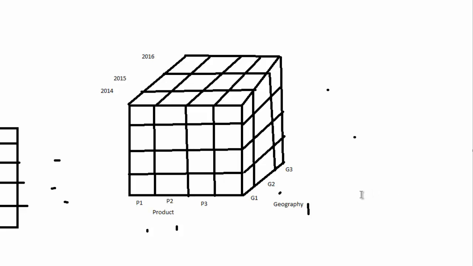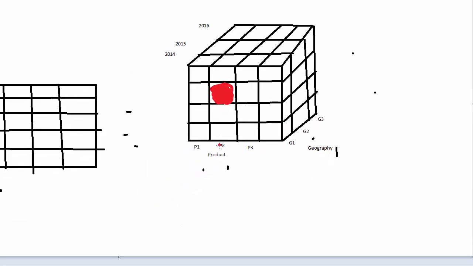If you take one particular intersection, okay, let me take a thicker one. If you take this particular intersection, this intersection is a result of product P1, P2, and this particular intersection, this entire thing, is product P2. Okay, so the entire thing is product P2.